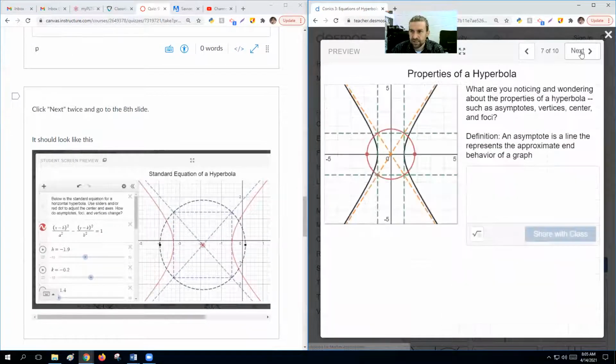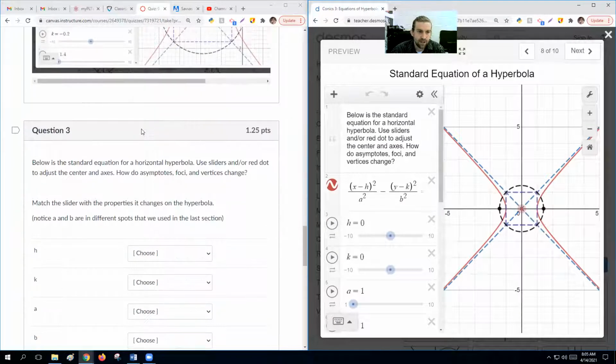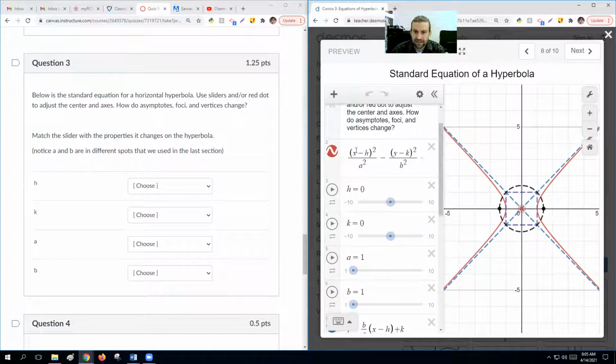All right, next we're going to click next twice, go to the 8th slide here. It should look like this one. All right, so below is the standard equation for a hyperbola here. X minus h squared over a squared minus y minus k squared over b squared. So very similar to what we did with ellipses, but it's a minus sign in the middle. All right, so we're going to match the slider.